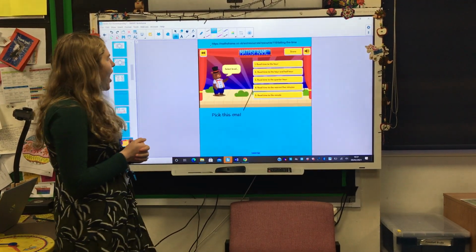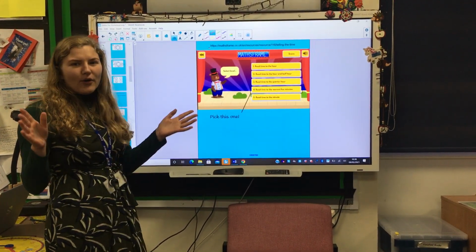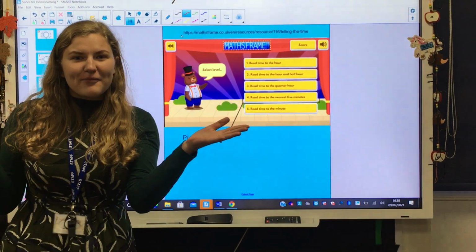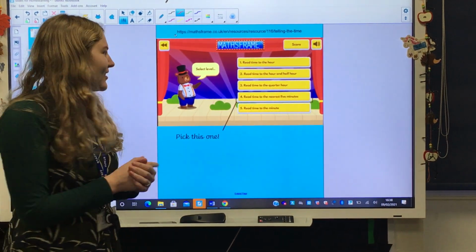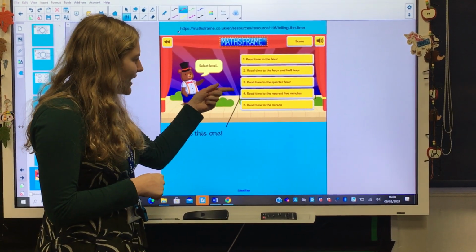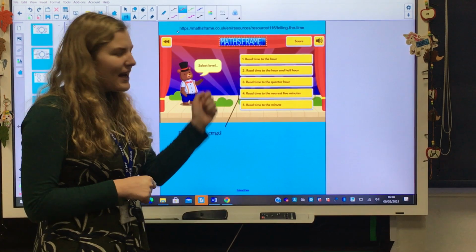Okay. What I would like you to do now is pause the video and you are going to go onto this maths frame, but it's a different maths frame. It's not times tables, haha. And here's our friendly little bear. You've got to pick this one that says read time to the nearest 5 minutes and have a play.